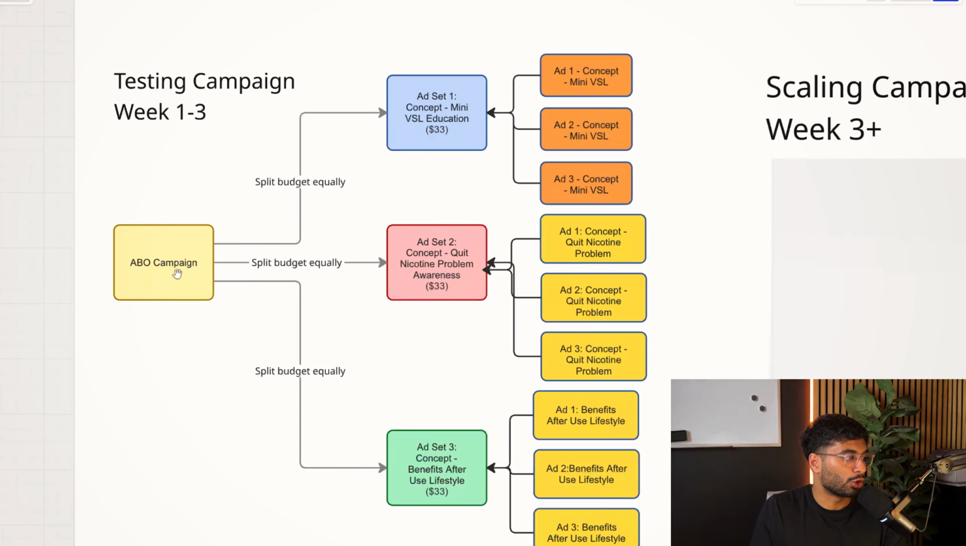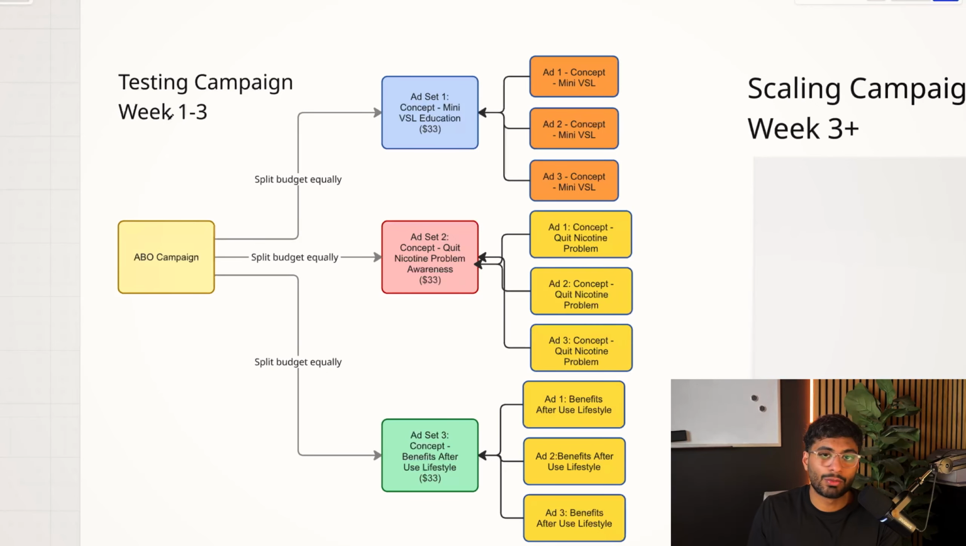So if we have $100 we're spending in the ABO campaign, we want to spend $33 on ad set 1, $33 on ad set 2, and $33 on ad set 3. So now I like to typically run this for about 7 to 14 days. And within that time span, you're going to see what types of creative concepts are winners, what types of ad creatives are winners.